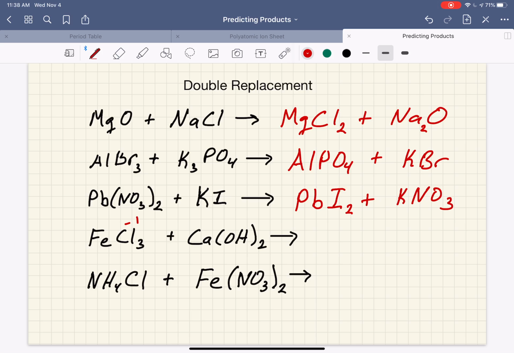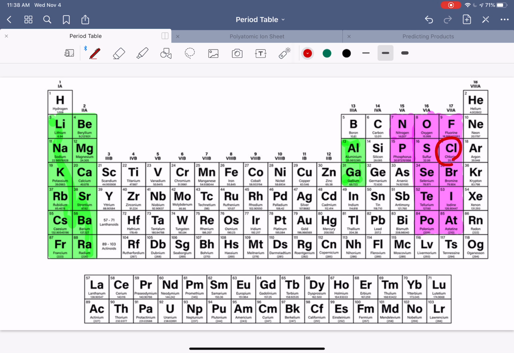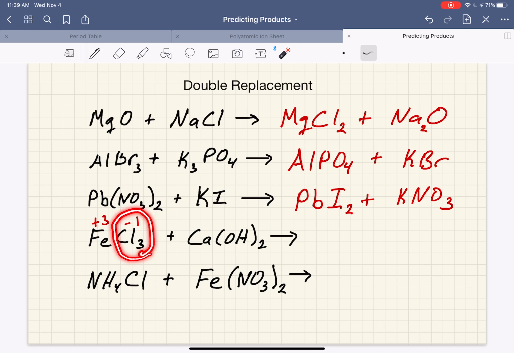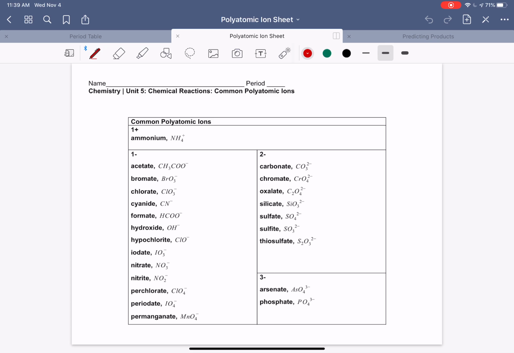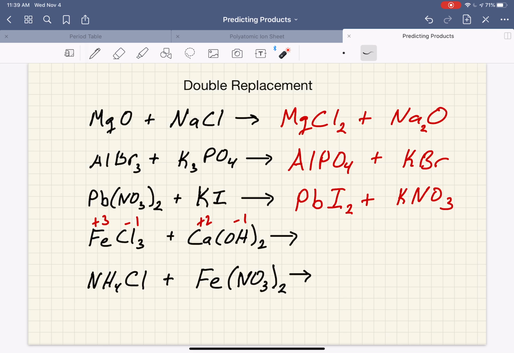Chlorine is -1, which means that iron has to be +3. Let's look at that real quick. Here's chlorine, -1. Here's iron. We had to use context clues to figure that out. Since there are 3 of these chlorines, that means that iron has to be a +3. +2 for the calcium, -1 for the hydroxide. I'll show you the hydroxide. Right there, -1.